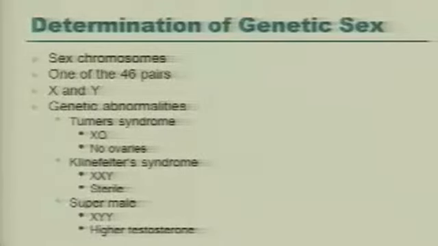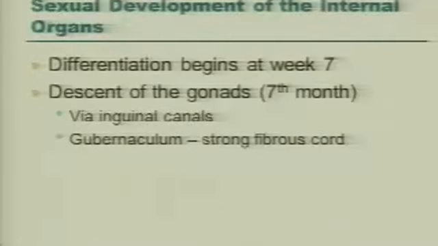Klinefelter syndrome is a male who has two X's and a Y who tends to be sterile, smaller in stature and size. Okay. Super male, I find this fascinating for some reason, is a male who has an extra Y. And with that extra Y comes higher testosterone. There's a strong link with these genetic abnormalities in very aggressive men who are in jail. Well, not that the genes put them in jail, but their aggressiveness has led them to lead a life that puts them in jail. Okay, so kind of cool.